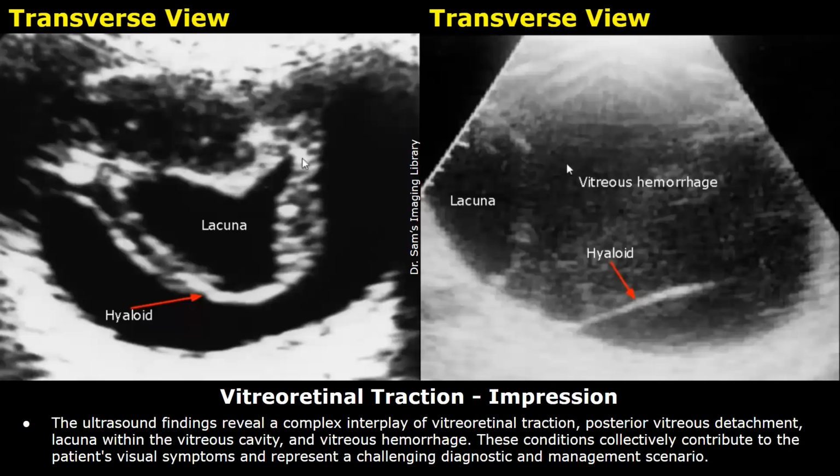Here is the impression. The ultrasound findings reveal a complex interplay of vitreoretinal traction, posterior vitreous detachment, lacuna within the vitreous cavity, and vitreous hemorrhage. These conditions collectively contribute to the patient's visual symptoms and represent a challenging diagnostic and management scenario.